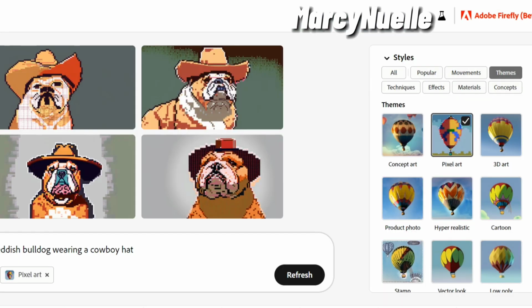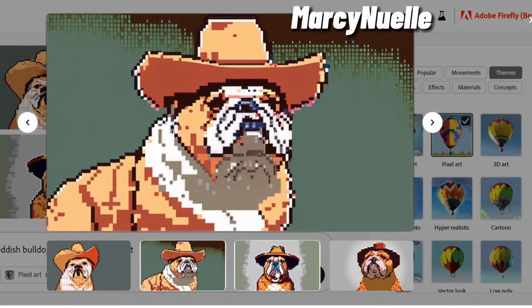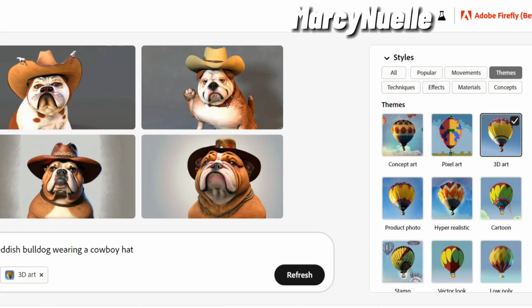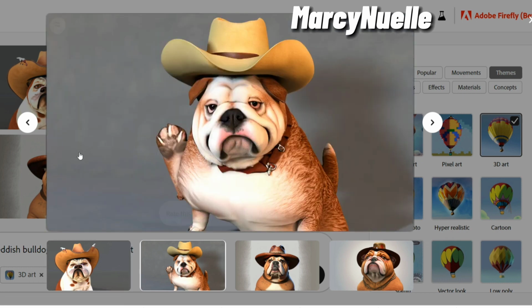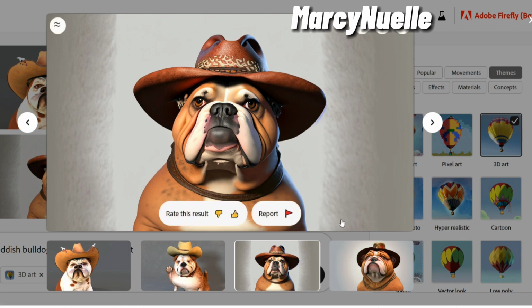Number 2 is pixel art. Number 3 is 3D art. This looks crazy. I don't know what's going on here. He looks like he's testifying for being Billy the Bull. That's crazy. That one looks good. I really like the texture once again on this one.